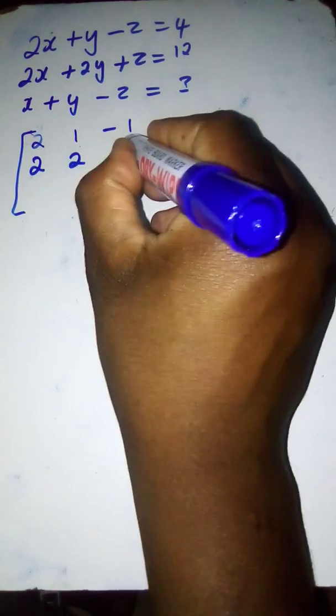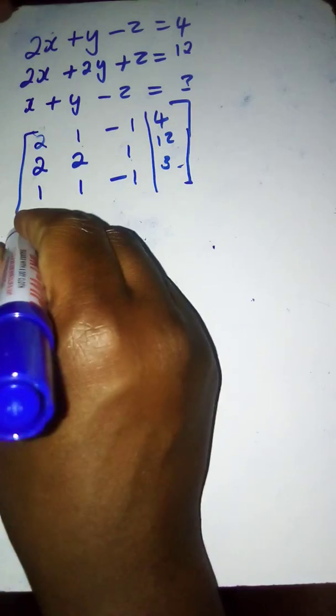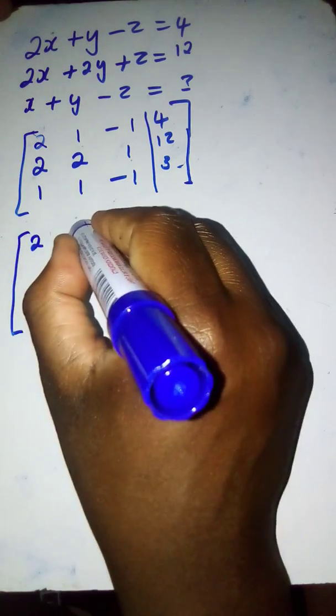So we just write 2, 1, minus 1, then 2 again, 2, 1, then 1, 1, minus 1, over 4, 12, and 3. Now we're going to make sure that these two are zeros. We're going to use the first equation, either subtracting or adding. First I copy the first equation as it is: 1, 2, 1, minus 1, and 4.